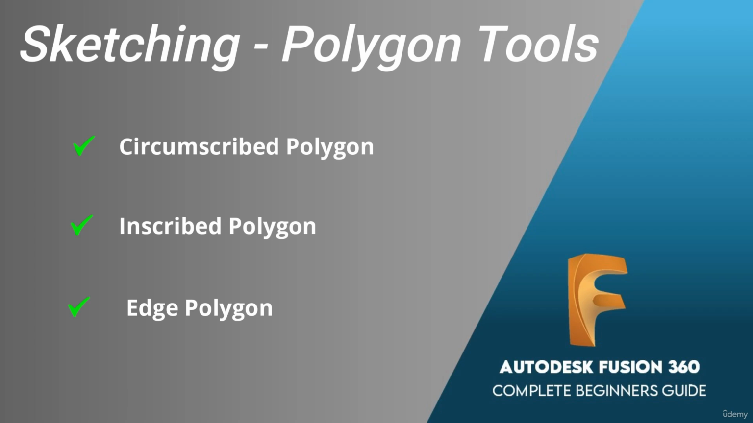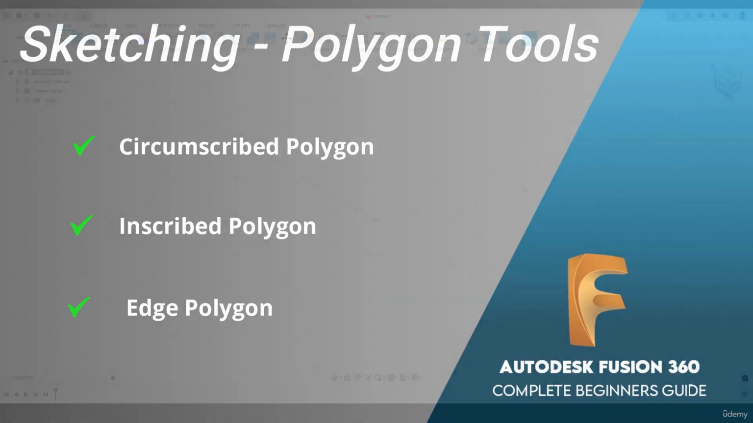In this lecture, we'll take a look at the 3 polygon tools and understand where we should be using them. So these tools are the circumscribed polygon, the inscribed polygon, and the edged polygon.